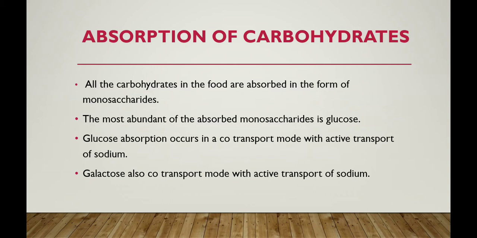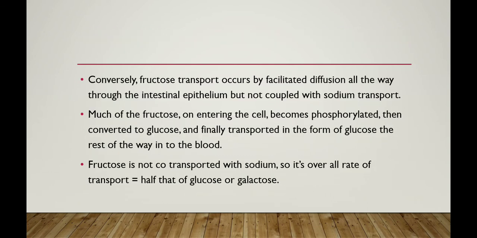Glucose absorption occurs in a co-transport mode with active transport of sodium. Galactose also uses co-transport mode with active transport of sodium. Conversely, fructose transport occurs by facilitated diffusion all the way through the intestinal epithelium but is not coupled with sodium transport. Much of the fructose on entering the cell becomes phosphorylated, then converted to glucose and finally transported in the form of glucose the rest of the way into the blood.